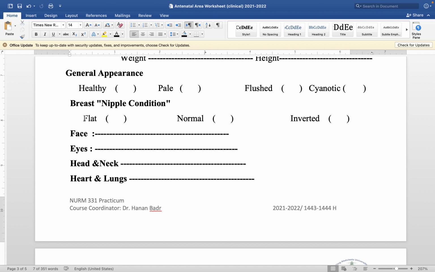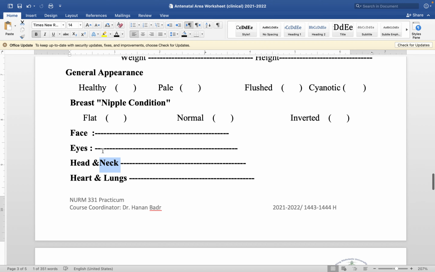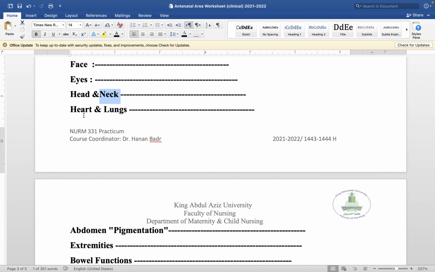and we also focus on the breast. We do assess the nipples, if they're flat, if they're normal, if they're inverted, because sometimes we need to do extra education to prepare the woman for breastfeeding during postpartum. Any changes in the face, we're going to talk about it in the eye, neck, and head. We're going to talk about the physiological changes that you might expect in pregnant women during pregnancy.